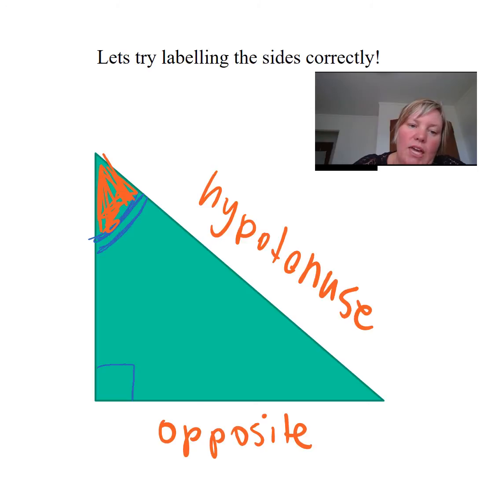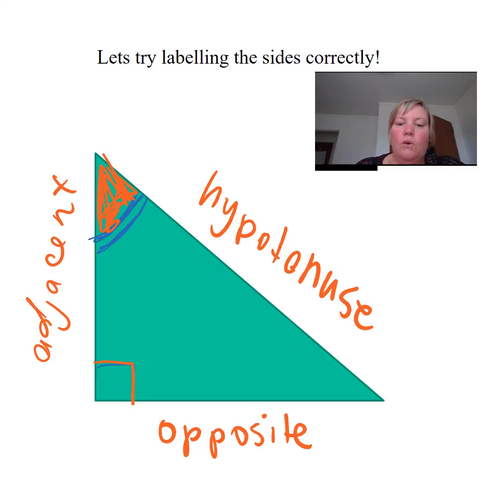Whereas the side over here is the adjacent side because it's next to, and you'll see it touches not only the right angle here, but the angle. So this one here is the adjacent. Oh, let's see if I can write this. Awesome. Okay, so for that triangle.